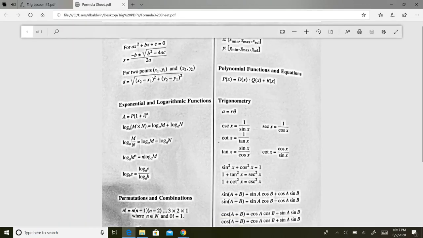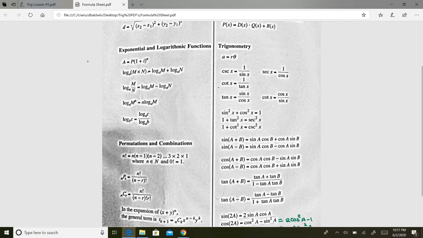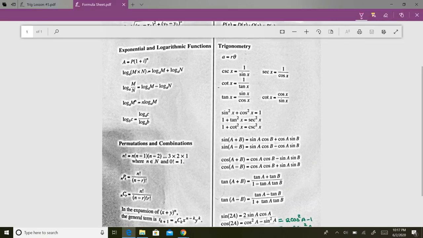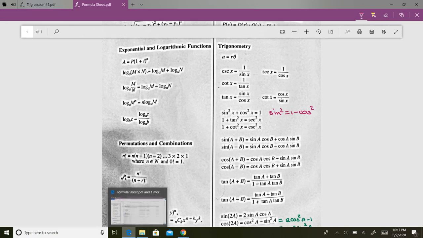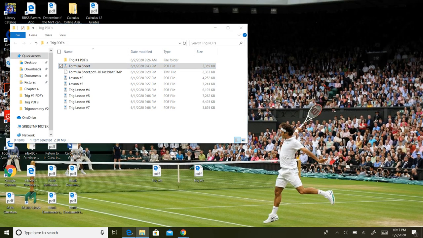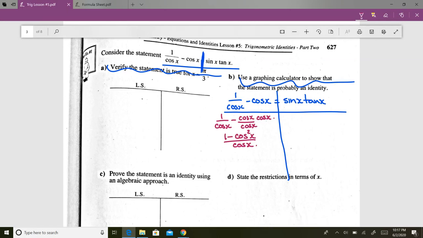There it is. Here's our Pythagorean identities. Because we have a trig function squared with a 1 in it, we have this 1 minus cos squared. So if I move the cos squared over to the other side, how do we get that? That's from the previous lesson. So, all right, this 1 minus cos squared is actually sine squared x over cos x.